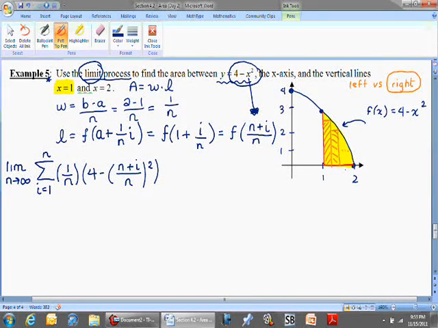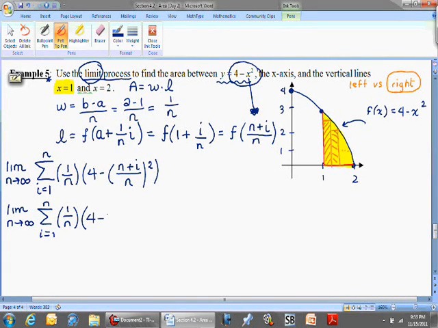Now, that's the good news. The bad news is yes, this is where the algebra will come into play. That will allow you to start simplifying this summation expression. So let's go ahead and do that. Let's go ahead and address what's happening with this n plus I over n squared. That's our first order of business.